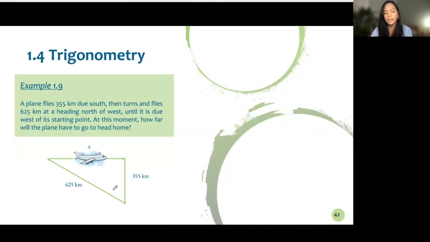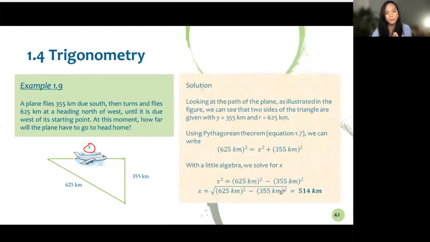For this one, guys, if no angle is given, and the given are just sides, what would you use? Not SOH CAH TOA, because SOH CAH TOA has to do with angles. What would you use here? What theorem? Pythagorean theorem. Very good. Thank you, Jade. Yes, it's the Pythagorean theorem. So you just use the Pythagorean theorem here, and you will get the answer.